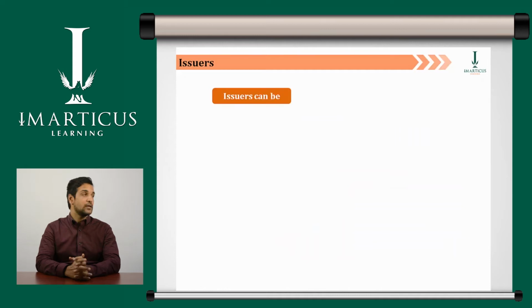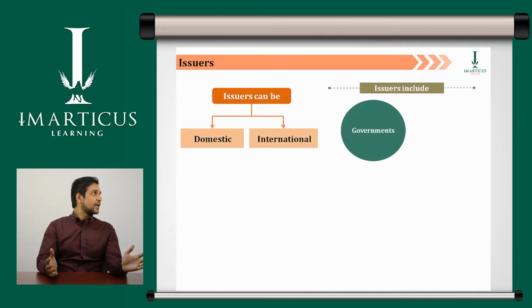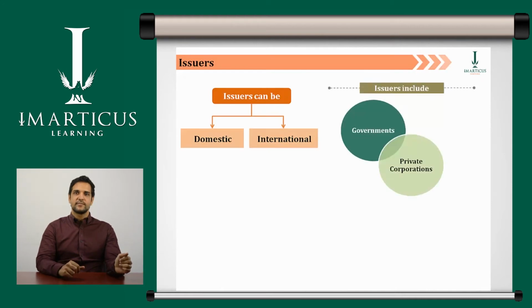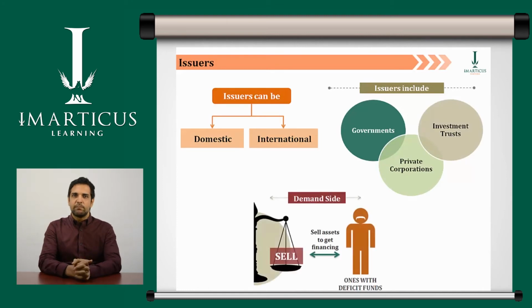Issuers can be domestic or foreign. They can be governments, corporations, or investment trusts. Issuers belong to the demand side of the process. The demand side consists of those in need of cash flows, that is, daily operational needs, those in need of interim financing, that is, bridge financing, and those in need of long-term funds for special projects, that is, capital funds for venture financing.